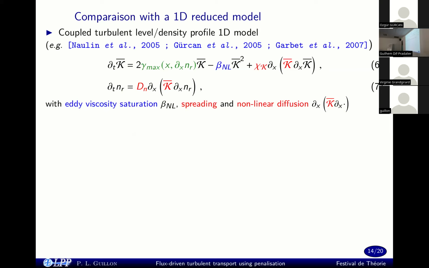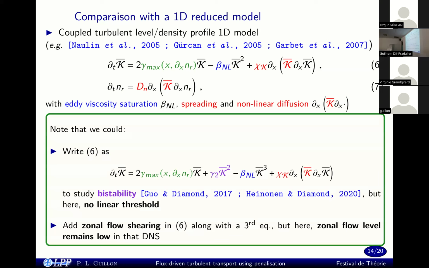And finally, a spreading term, which is in the form of a non-linear diffusion term, where the diffusion coefficient depends directly on the turbulent intensity. And then for the radial density profile, we have a similar non-linear diffusion term with the same kind of diffusion coefficient. And note that we could also have written the turbulent kinetic energy equation that way to study bistability.